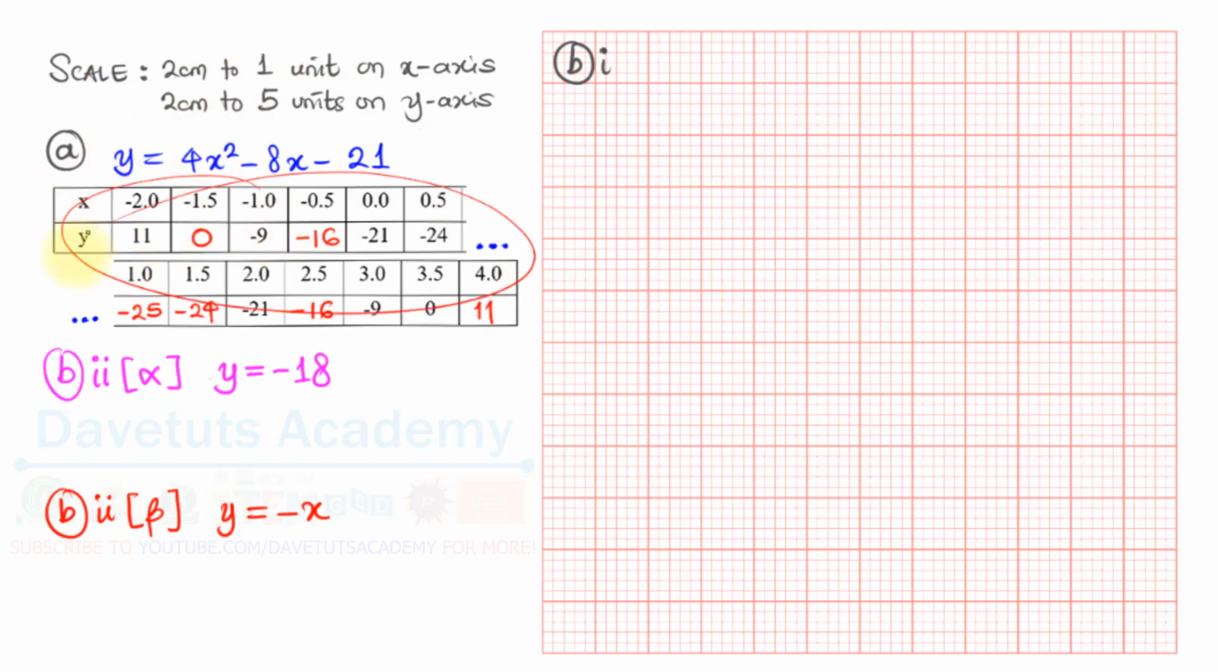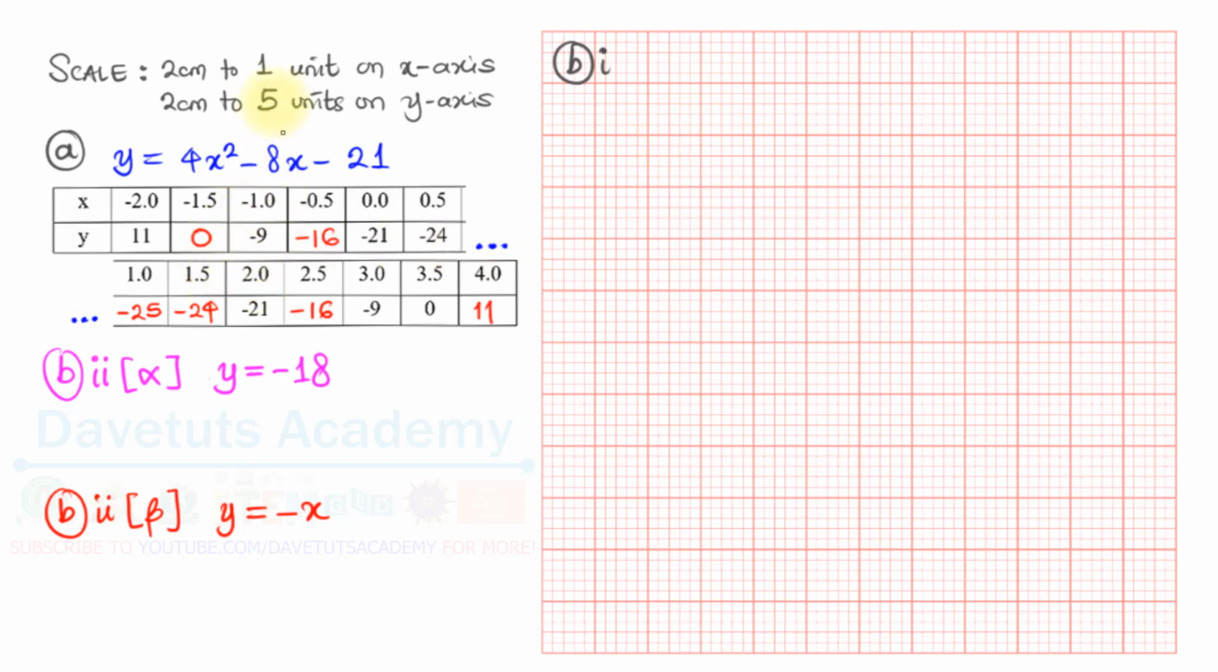We have generated our table of values for y is equal to 4x squared minus 8x minus 21. We have known that the very first equation we're asked to solve amounted to y is equal to minus 18, and the second amounted to y is equal to minus x. So all of these we are going to start putting on the graph.